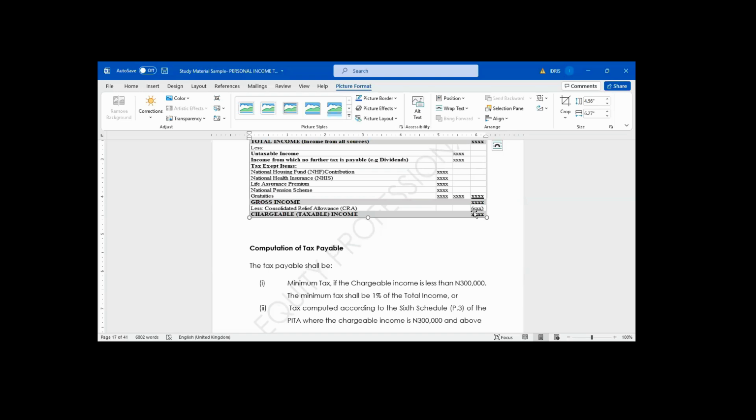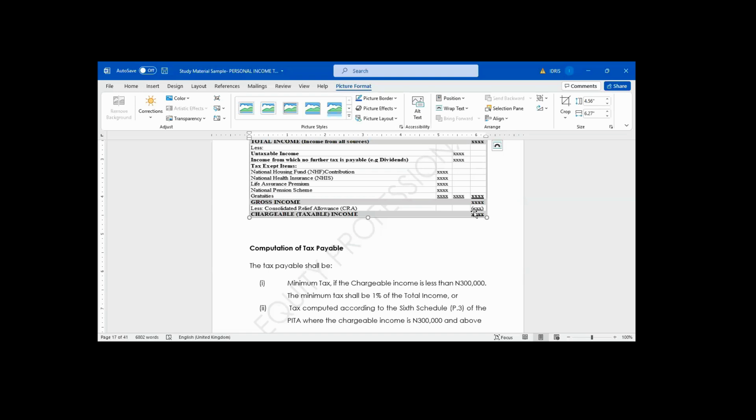So ICAN is still working based on the old tax law, which we are still using now. The new tax law commenced in 2026. In the new tax law, there is no consolidated relief allowance again. The consolidated relief allowance has been replaced by a rent allowance of 200,000 naira only. But the exam you are writing in this November diet is going to be based on the old tax law. That is the reason why I'm taking you through this.